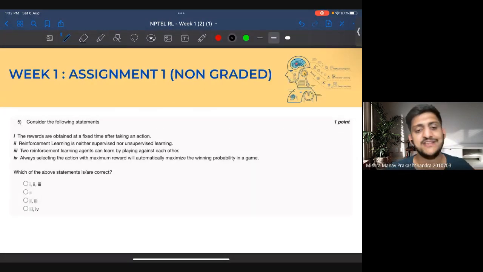Statement 4 is always selecting the best action with maximum reward will automatically maximize the winning probability in a game. That is incorrect. If you are always selecting the action with maximum reward, then you are selecting a greedy action, and you don't always want to take the greedy action. You should have some scope for exploration in order to have better results in the long run. So statement 4 is incorrect. So the correct option here is statement 2 and statement 4, which is option 3.